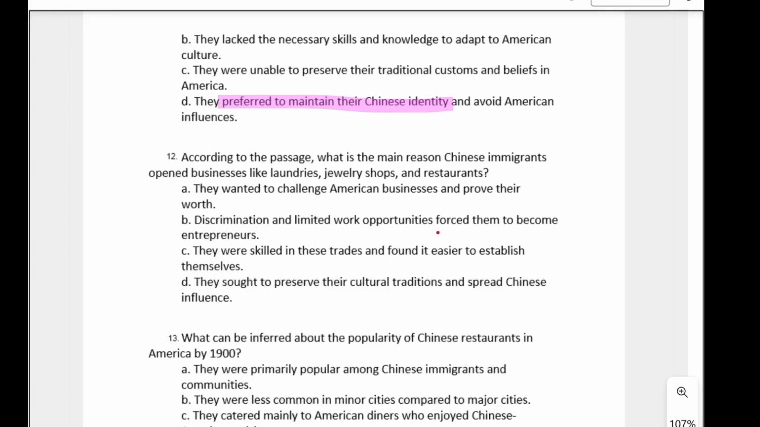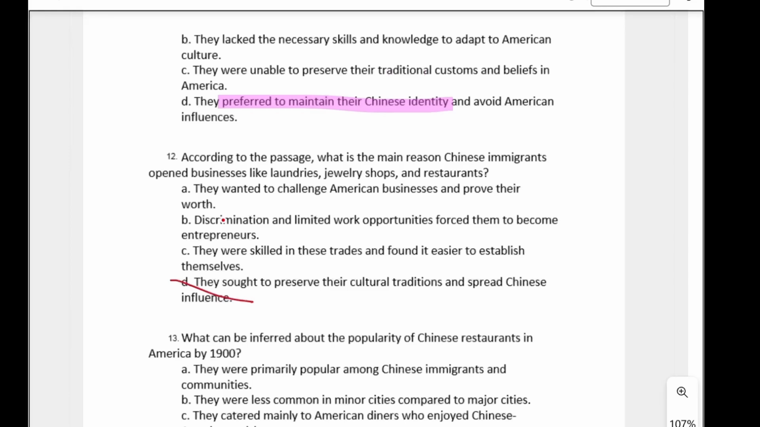Discrimination and limited work opportunities forced them to become entrepreneurs. This is looking more like it because they themselves opened businesses. They didn't join up for work because they faced discrimination and racism. When we're trying to go off exactly the text, another option says they were skilled in these trades and found it easier to establish themselves. It doesn't really talk about the skills themselves. And the last says they sought to preserve their cultural traditions and spread Chinese influence. Now, we sort of know that we can cross out this type of answer, that they tried to preserve their cultural traditions, because from the text we know that they very much tried to adopt the American way. So let's cross out D.